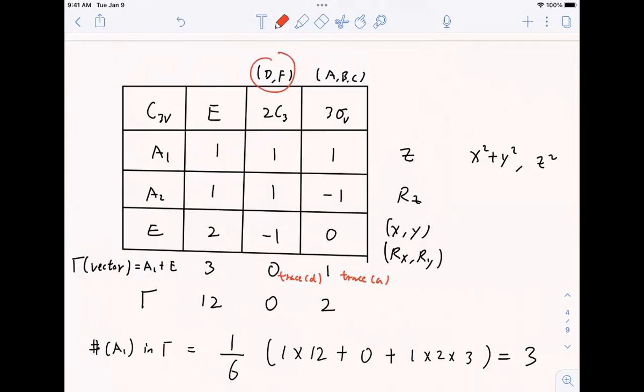Because this is D, this is A. And how does a vector transform? The vector just transforms as this sum with this. So all you need to do is sum the characters, then you get 0, you get 1. Okay, so you get the trace directly from the character table.